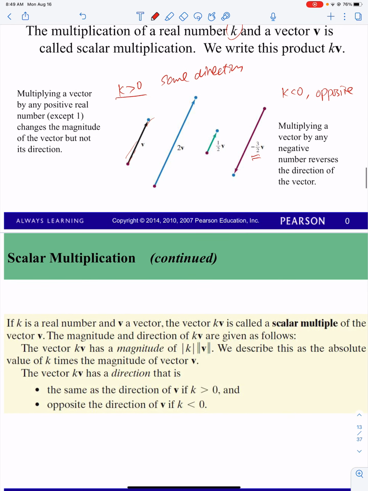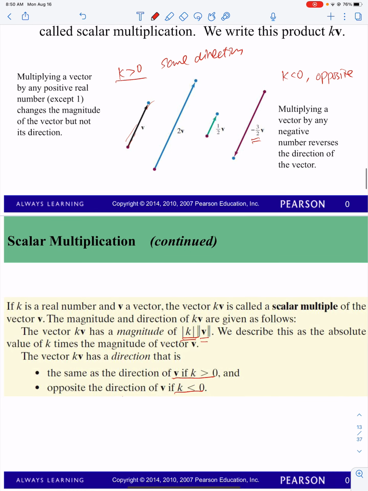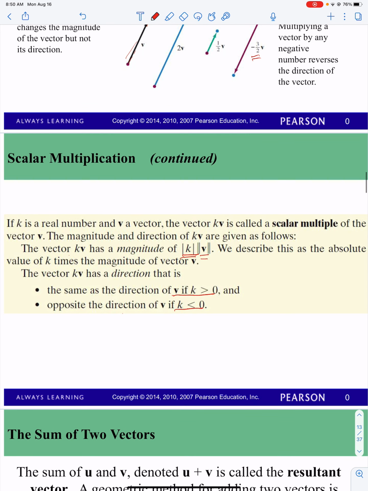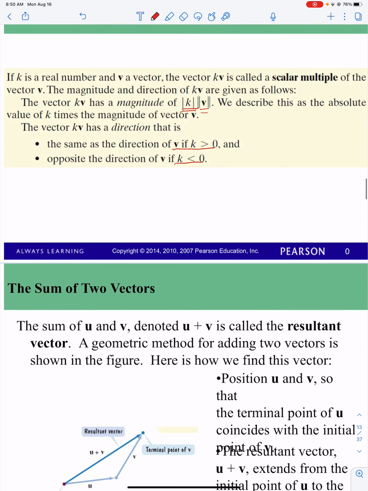Okay, so what will we have? The vector kv has a magnitude of absolute k times this. So k will change the magnitude, and the direction is controlled by the sign of k. If it's positive, then it's the same direction. If it's negative, it will be the opposite direction. Okay, so this is this one.